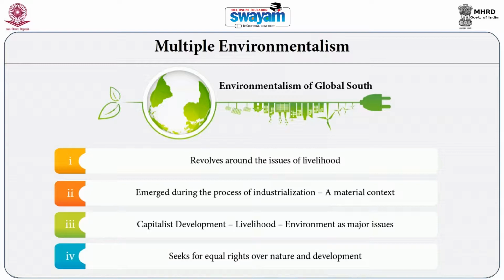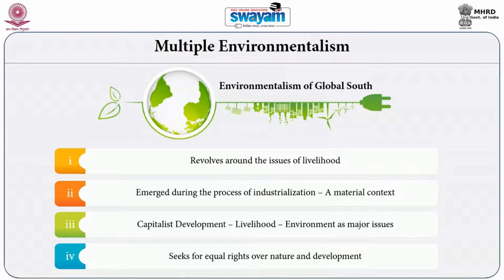Therefore there are two broad categories of environmentalism or environmental ideas that prevail around the world: one that we find in the developed countries of the global north, Western Europe and North America, and the other that we find in the developing societies of the global south.